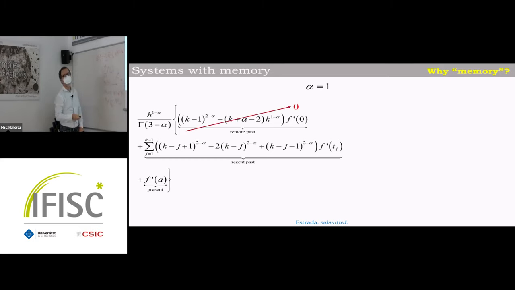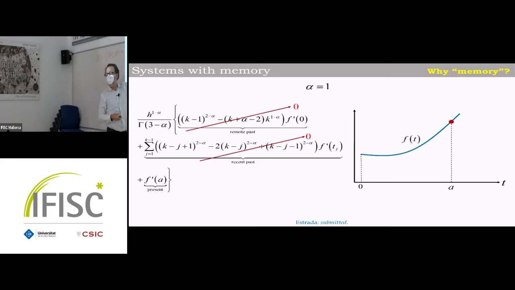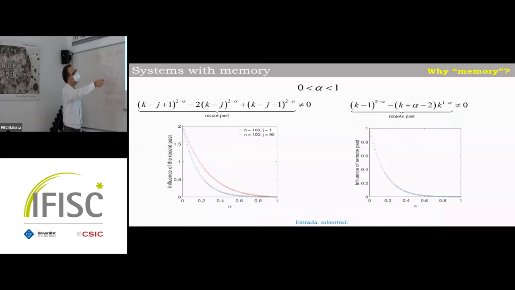Of course, if alpha is equal to one, this is zero, you can do the math. This is zero. And what you have, as you learn in first year calculus, is that this derivative is just the slope of this curve at this time, which represents the present. Now, what happens if alpha is between zero and one is that this is different from zero. So I have a contribution of the recent past and a contribution of the remote past. And these contributions decay with alpha. So if alpha moves to one, you can see that these contributions go to zero. So as you consider alpha from zero to one, zero means that you have a perfect memory of the system in the past. And one means that you have absolutely no memory and you concentrate only in the present.